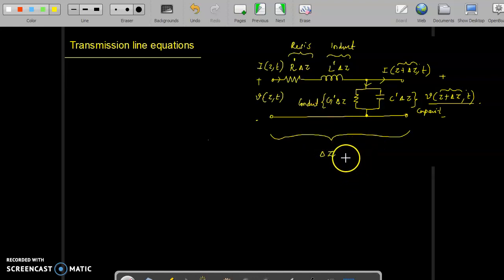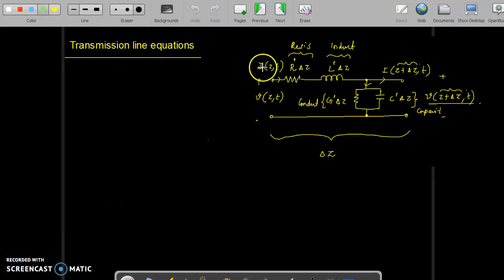Now let us see the two equations we are going to derive from this circuit, which is a transmission line model. We will use Kirchhoff's voltage rule and Kirchhoff's current rule to obtain the transmission line equations. Let's see that.